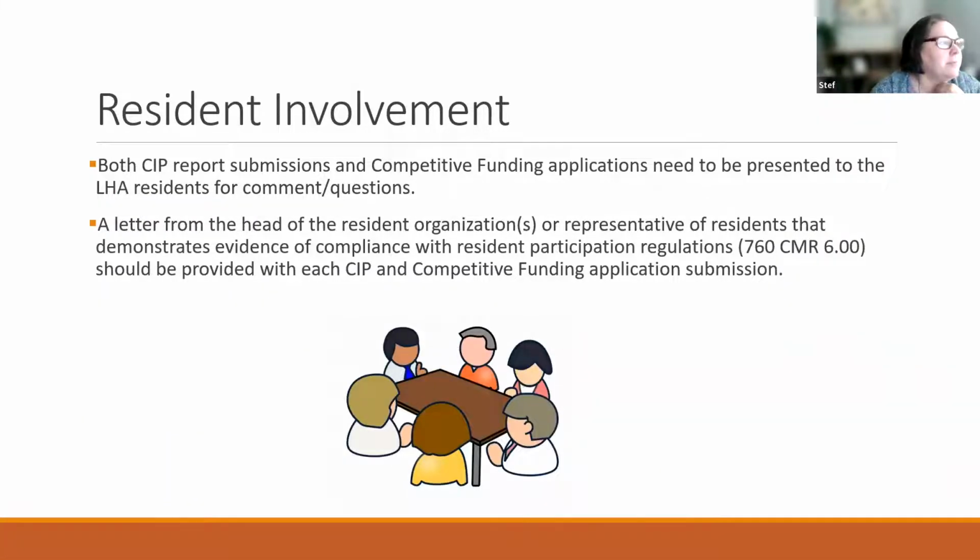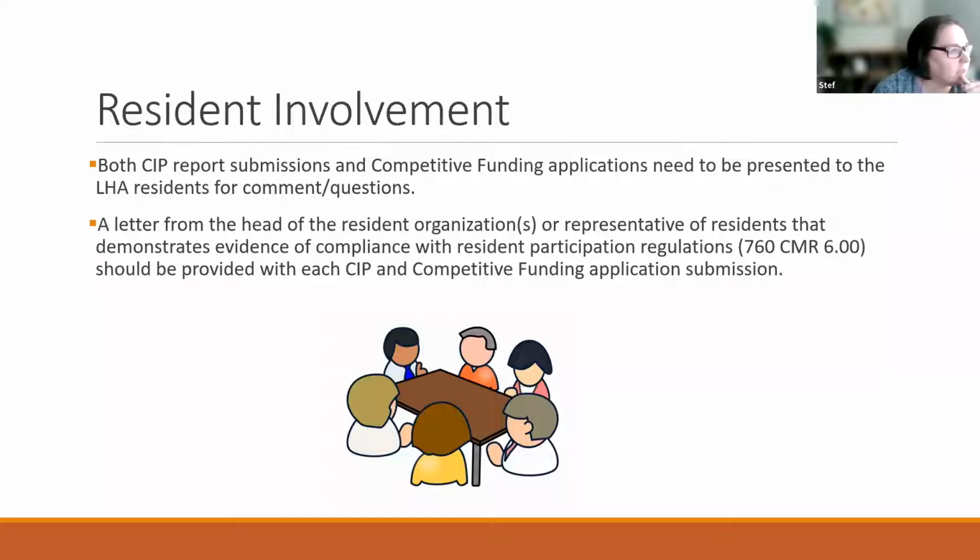Both the CIP report submissions and our competitive funding applications need to be presented to LHA residents for comments and questions. And a letter from the head of the resident organization or representative of residents needs to be uploaded and included with each CIP or competitive funding application submission, and that is a requirement.